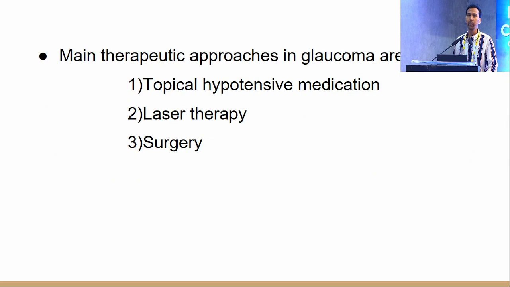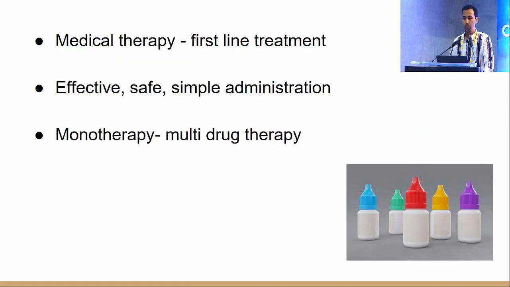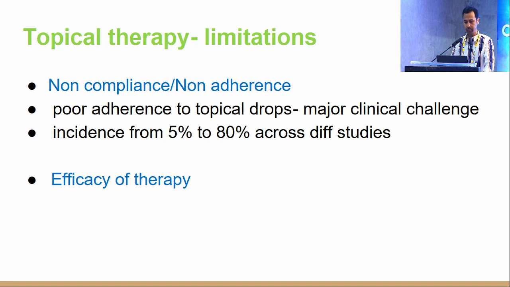The therapeutic approaches available at present are topical hypotensive medications, laser therapy, and surgical therapy. Medical therapy is the first line of therapy. It is simple, safe, and also effective. Generally, we start with a single medication, and to reach the target pressure, we keep on adding medications. Topical therapy has many limitations. Two main ones: one is non-compliance, the other is the effectiveness of the therapy.